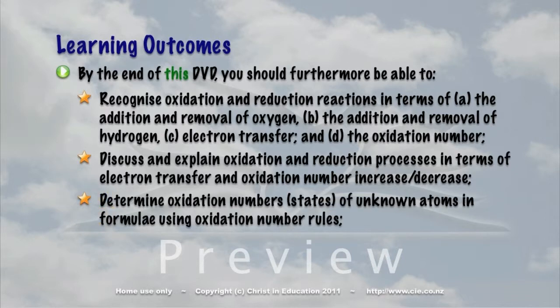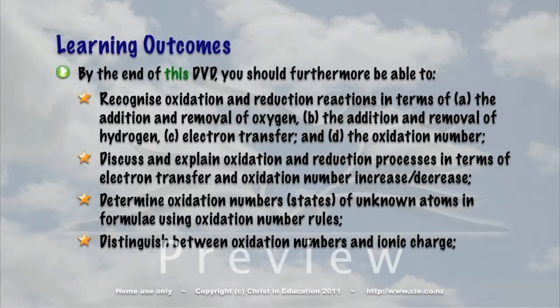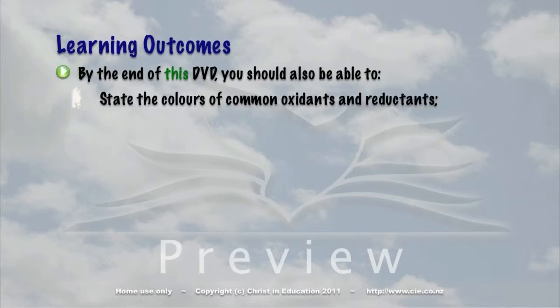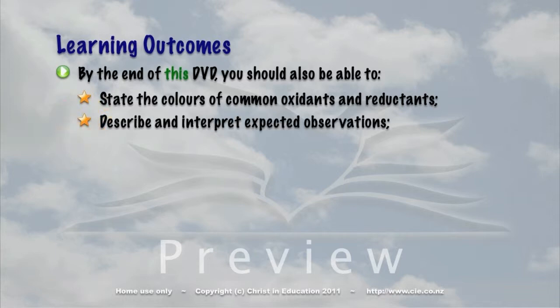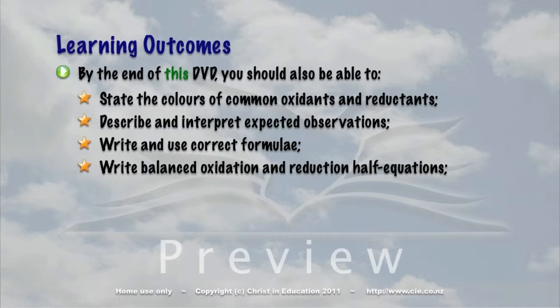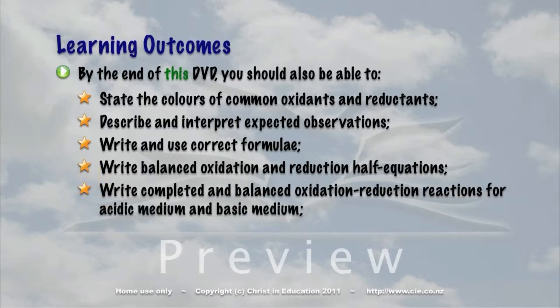Determine oxidation numbers, or oxidation states as they are also called, of unknown atoms in formulae using oxidation number rules. Distinguish between oxidation numbers and ionic charge, and state the colors of common oxidants and reductants. You should furthermore be able to describe and interpret expected observations, write and use correct formulae, write balanced oxidation and reduction half equations, write completed and balanced oxidation reduction reactions for acidic medium and basic medium.